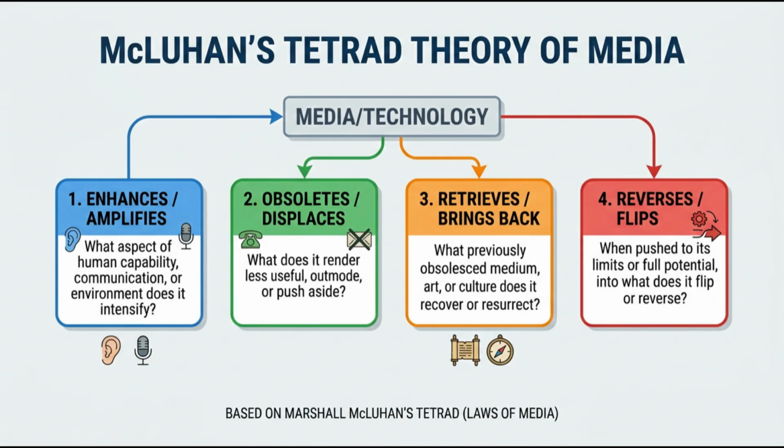For example, smartphones enhance communication and access to information, but they may also reduce attention spans, blur work-life boundaries, revive older oral communication habits, and create new forms of social dependency. The tetrad helps us think about technology as a system of trade-offs rather than simply good or bad.